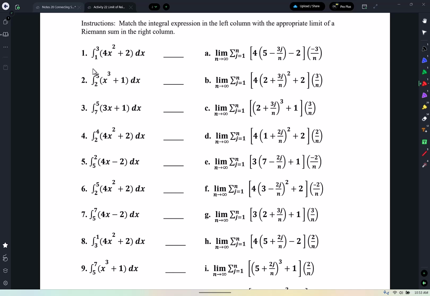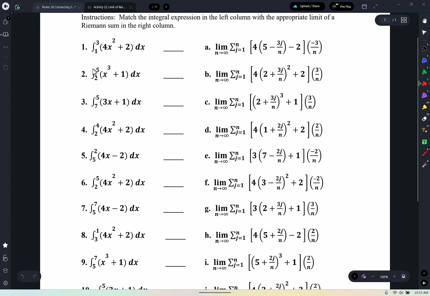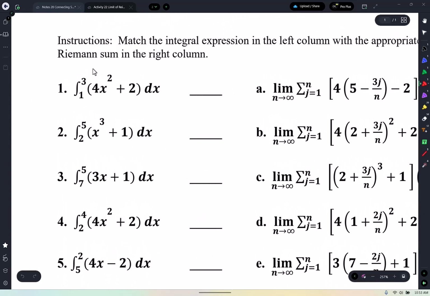You guys ready? Try and do as much as you can on your own, that way you can get used to it. All right. So let's look at number 1.